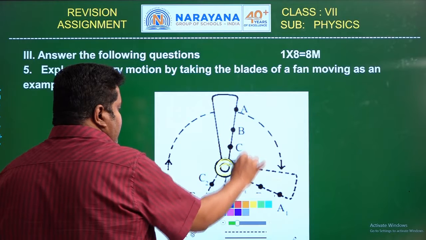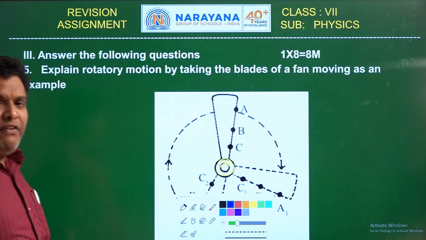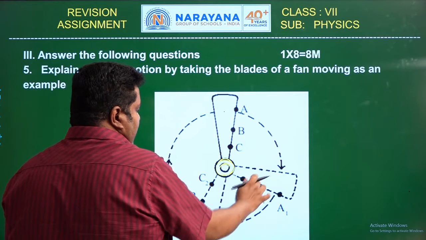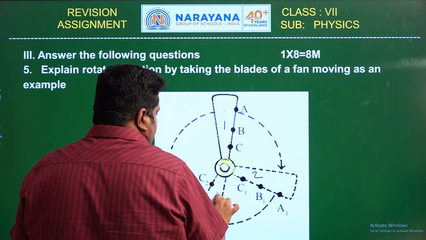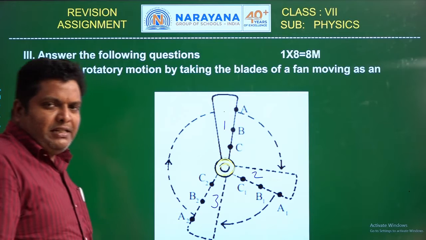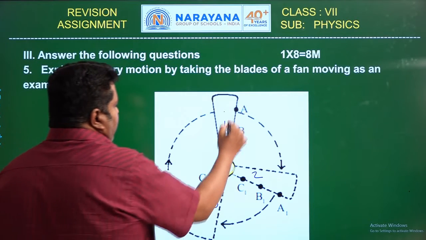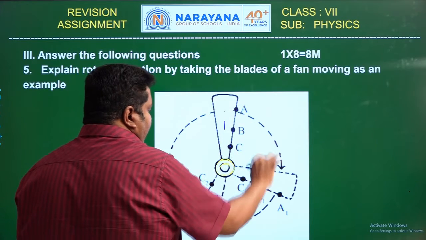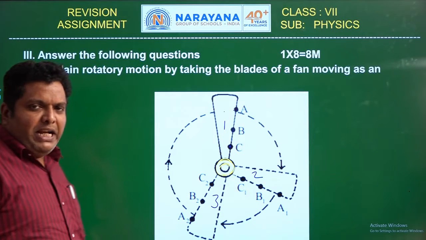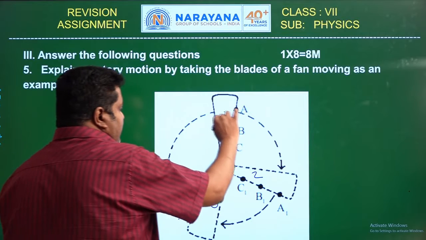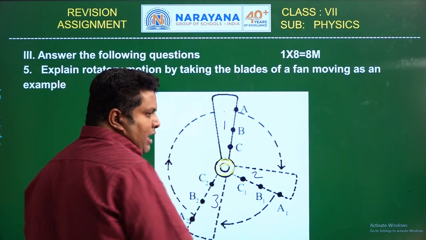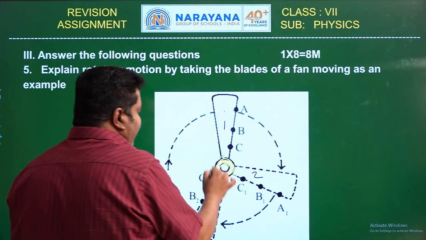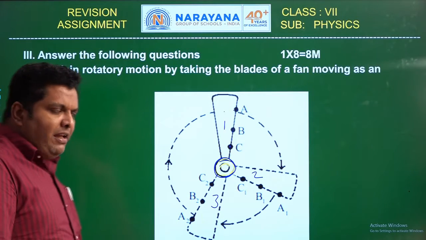The blades of a fan are rotating in a circular path. This is the first position of a blade, the second position of a blade, and this is the third position of a blade. Mark some points on a blade: A, B, C. The blades of a fan rotate in a circular path, but the center of the fan will be fixed.